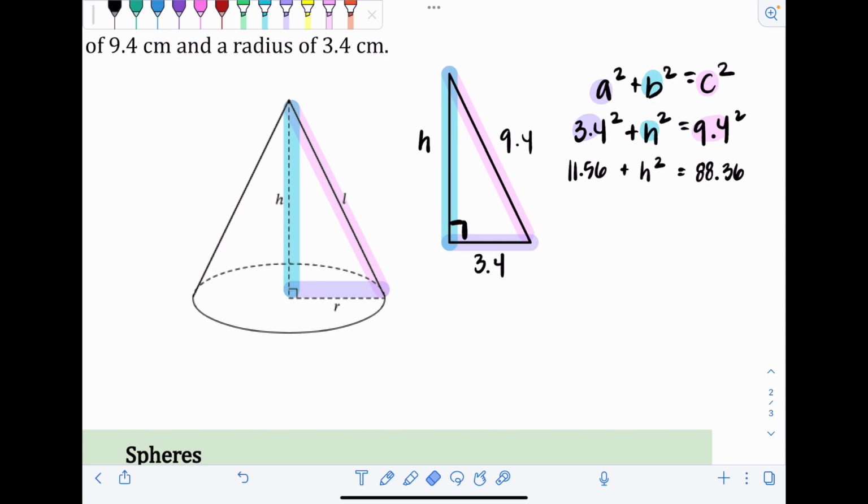And then now that we've squared everything, we can start to focus on getting h by itself. So I want to isolate it. What I'll do is cancel out that 11.56, so I'm going to subtract it from both sides. So minus 11.56, and these will cancel out. And then I'll bring down the h squared equals 88.36 minus 11.56, which is 76.8.